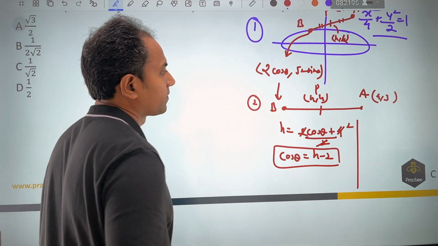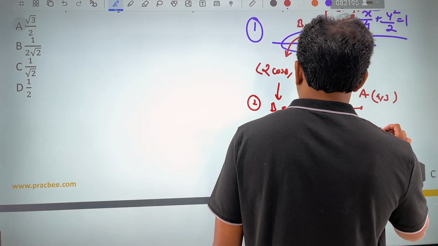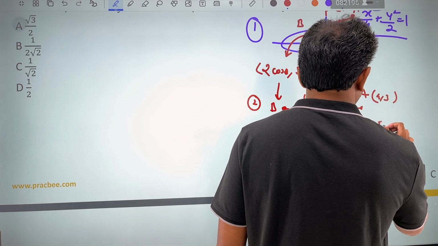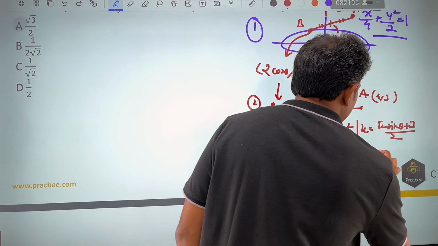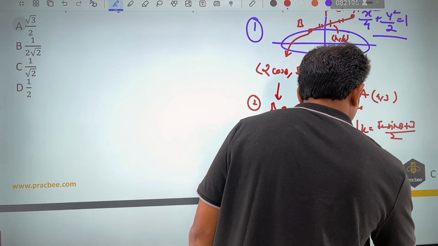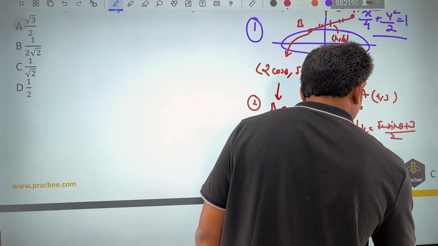Now the value of k is going to be nothing but 3 plus root 2 sin theta by 2. The value of sin theta from here is nothing but 2k minus 3 by root 2.